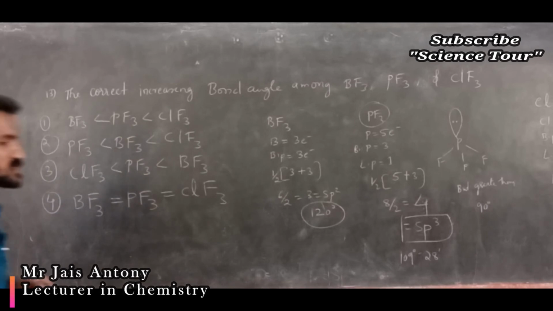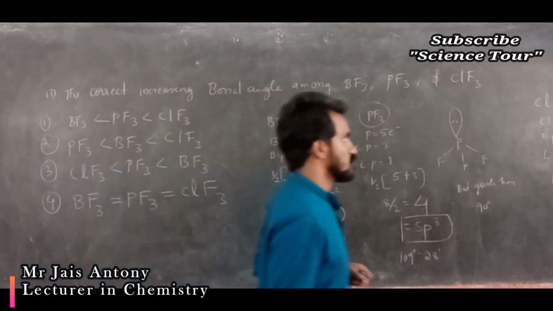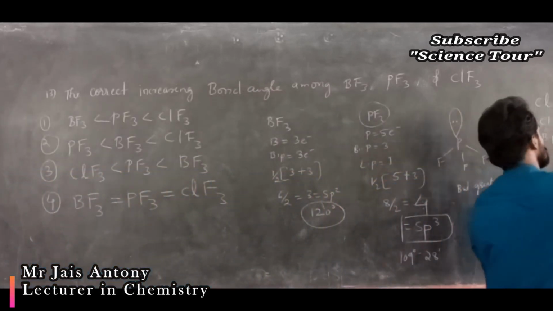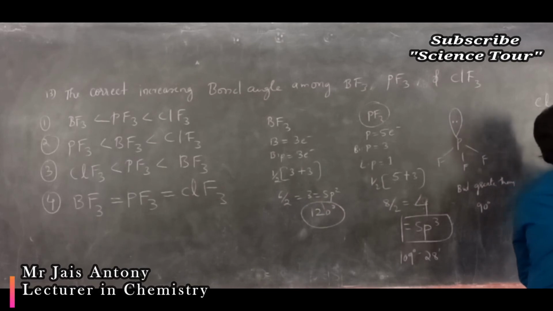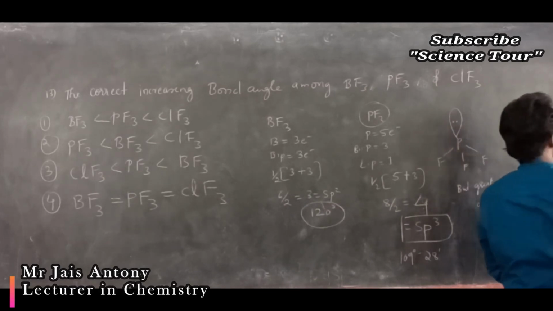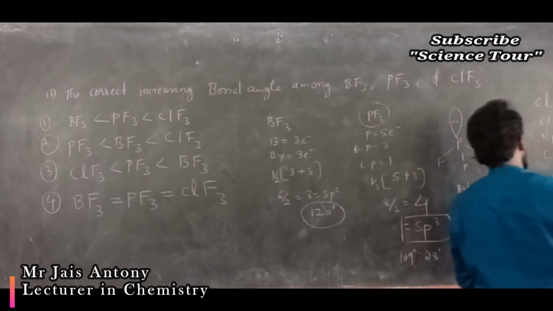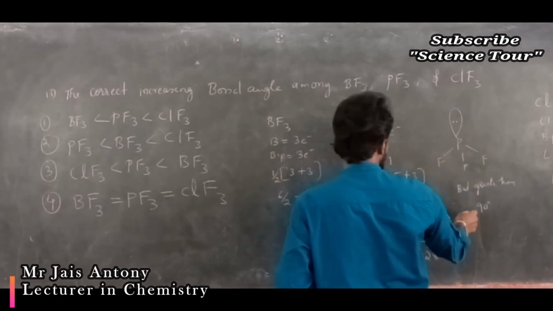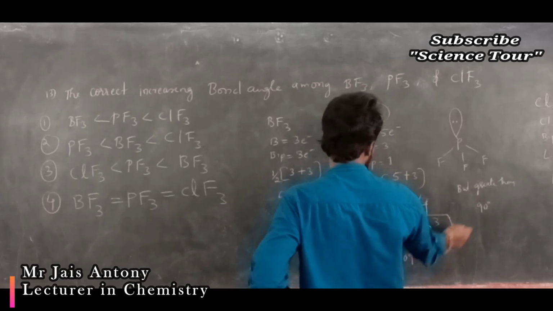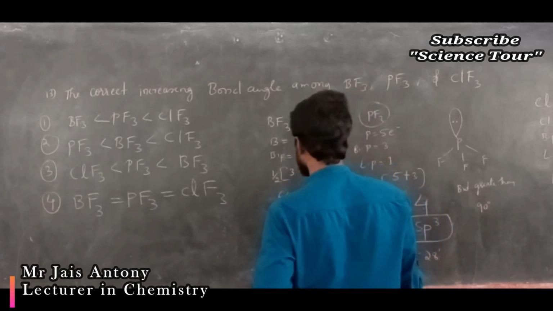Okay, my dear students, tell me, T shape, what is the bond angle? Bond angle means this forms 90 degree, this also forms 90 degree, 90 degree is the bond angle. So here it is less than 109 degree but greater than 90 degree, that is okay.